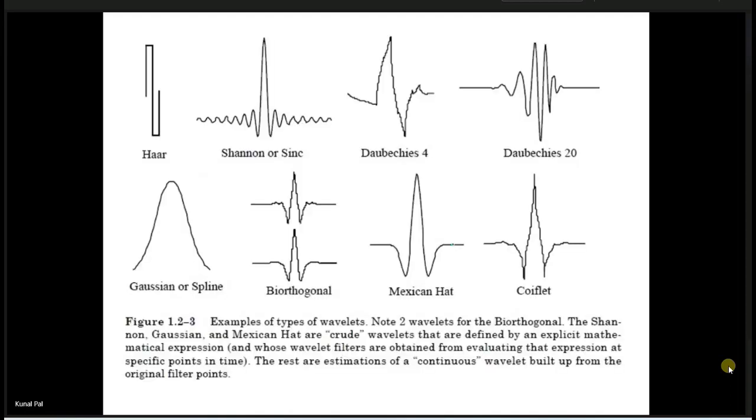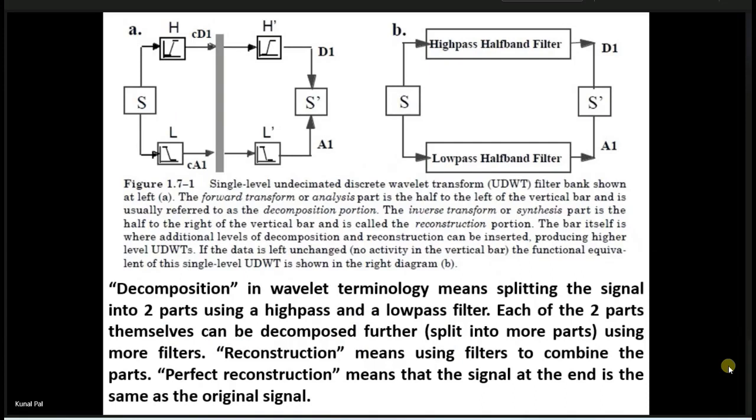These are some of the common wavelet functions. Now, basically what does a wavelet function do? You have a signal over here. We apply a low pass filter and a high pass filter, so you get two components.